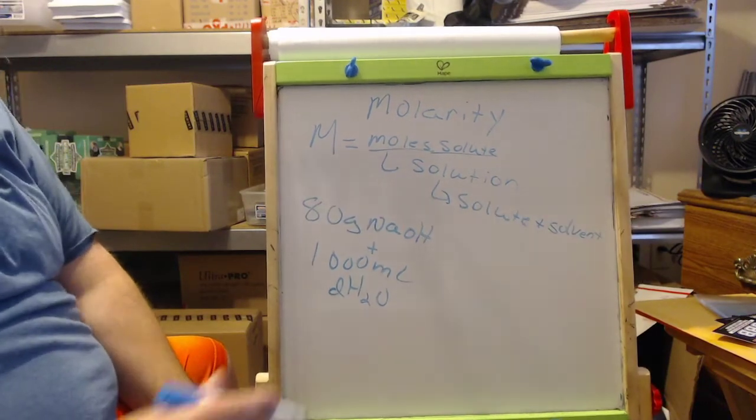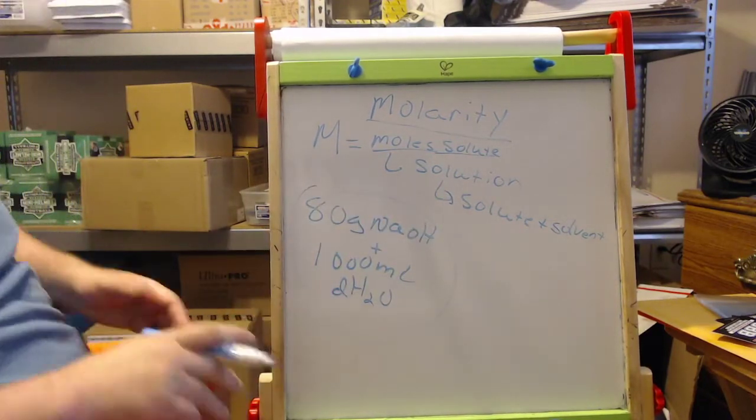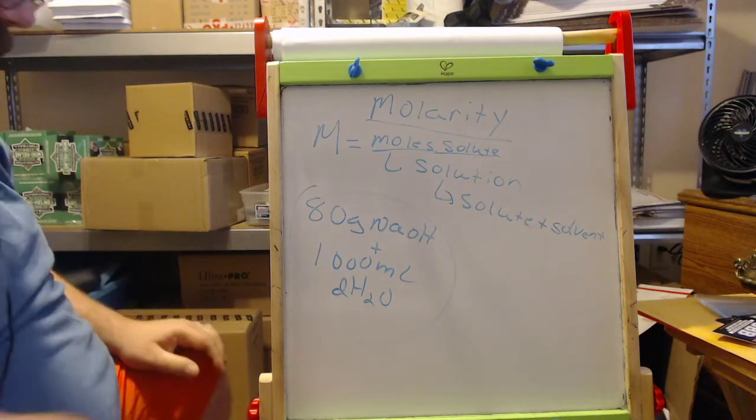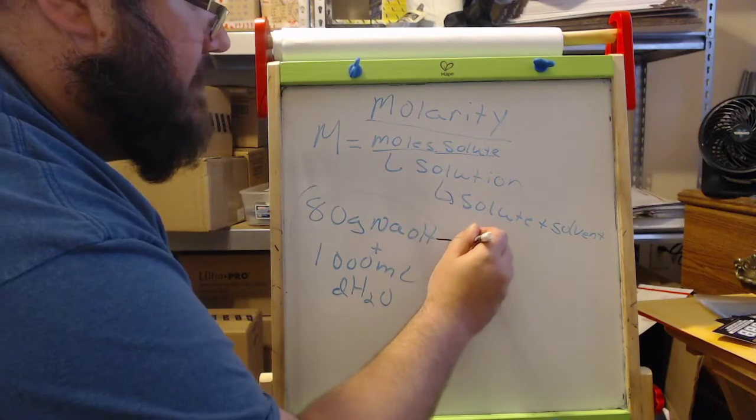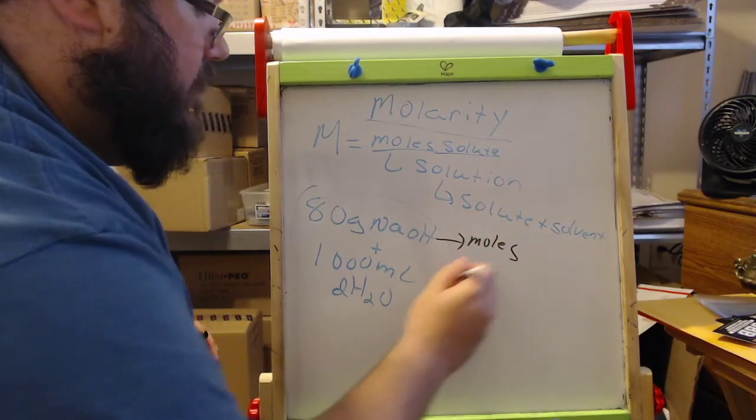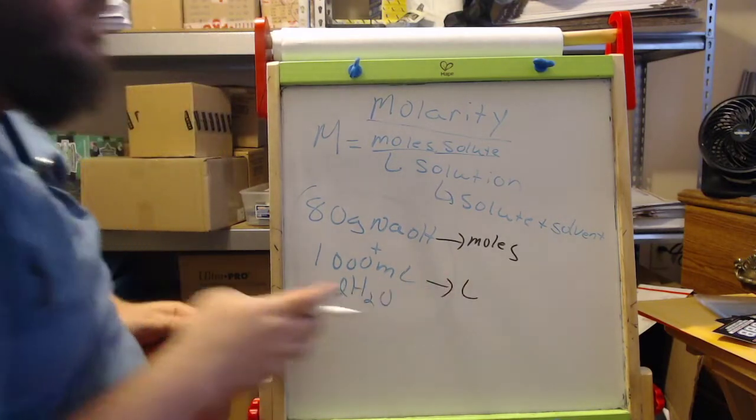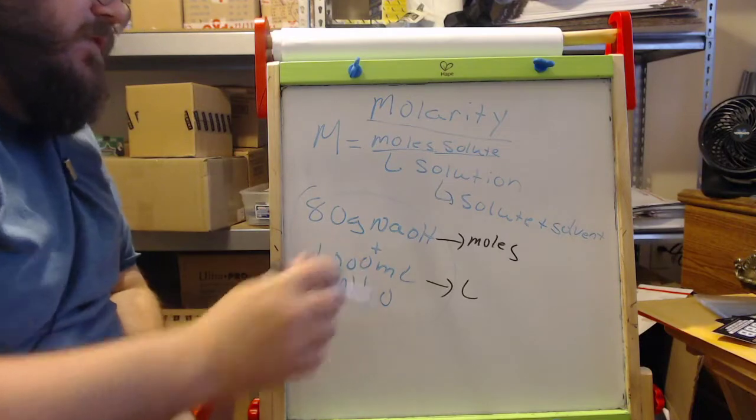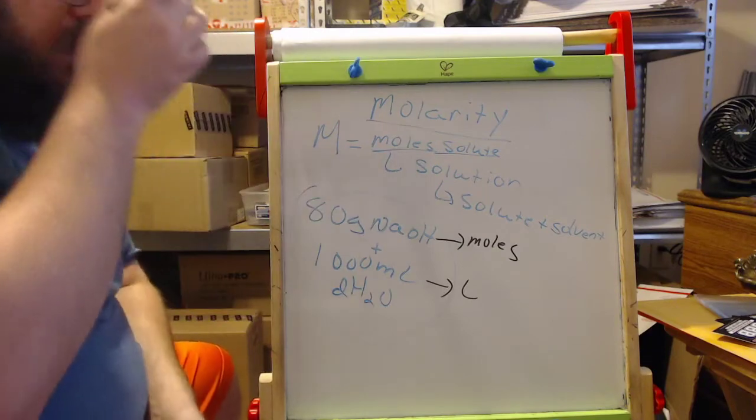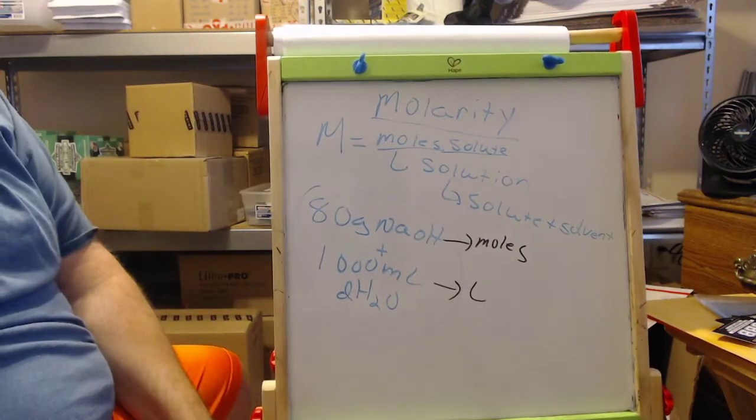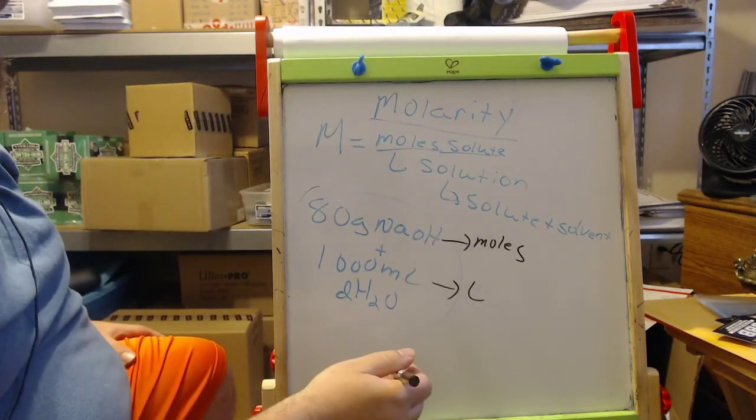So if I were calculating molarity of 80 grams of sodium hydroxide in 100 mils of water, I would need to convert my sodium hydroxide to moles and convert my water into liters. Now, if I'm a solid and I completely dissolve in water, that doesn't change the volume. The volume of the water is the volume of my solution. We'll talk more about it in future chapters where we mix things like two liquids together.